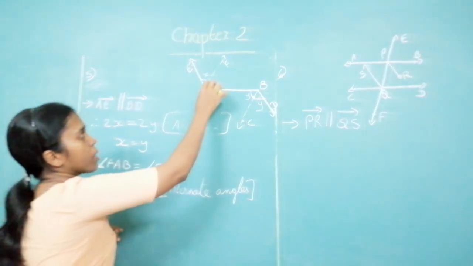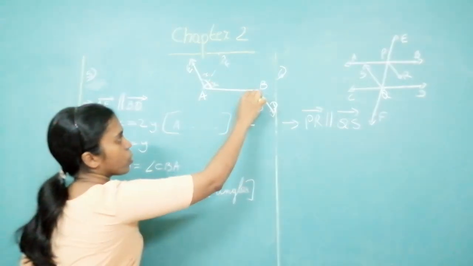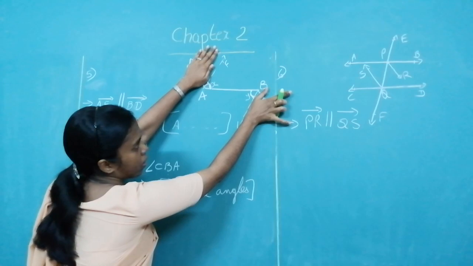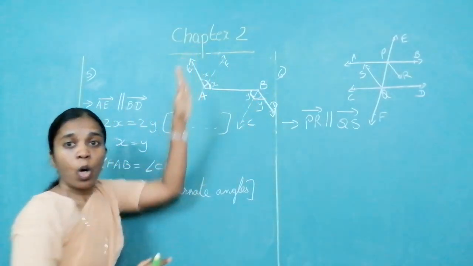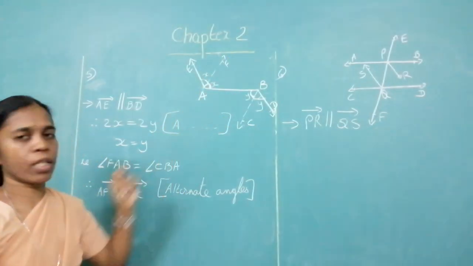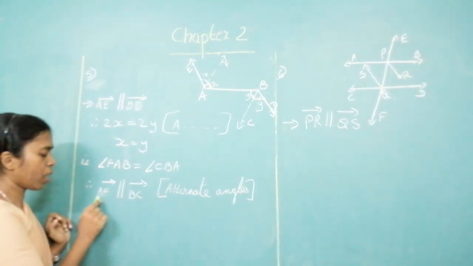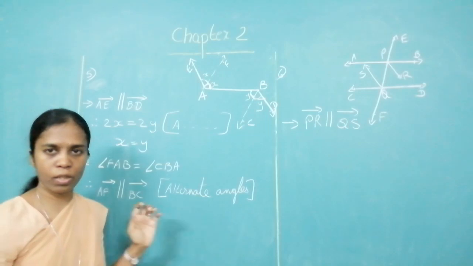That is, I am saying that this part, I am considering only this part, is equal to this. Okay. Now this part is not there. Look at this. I am saying x is equal to y. What can you say about x and y? They are alternate angles. If alternate angles are equal, it means these rays are also parallel. Therefore, we can say ray AF is parallel to ray BC by alternate angle test.